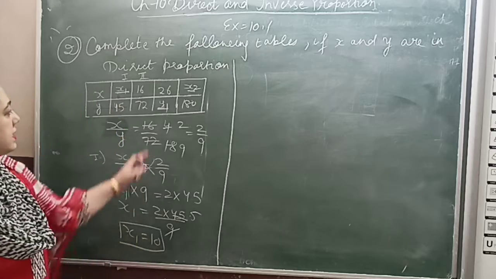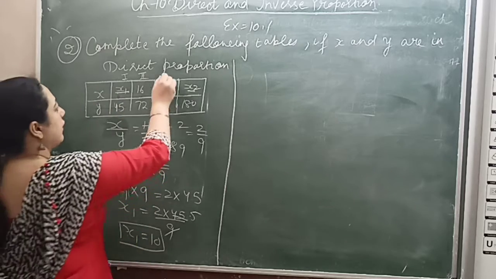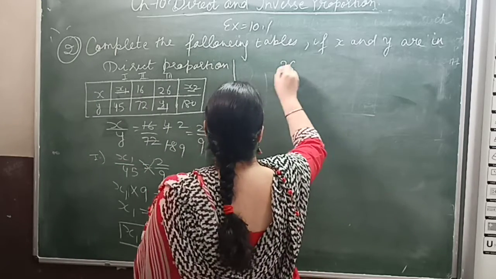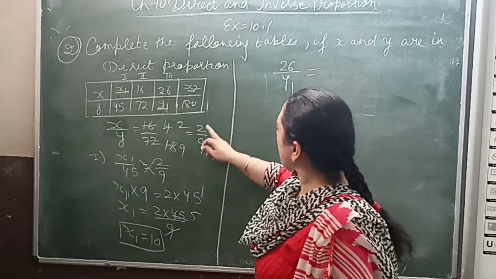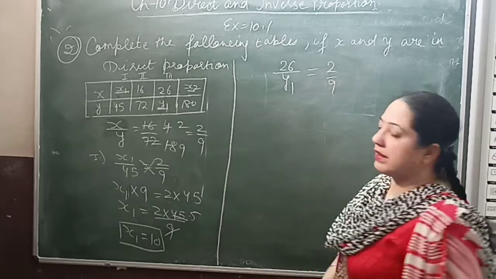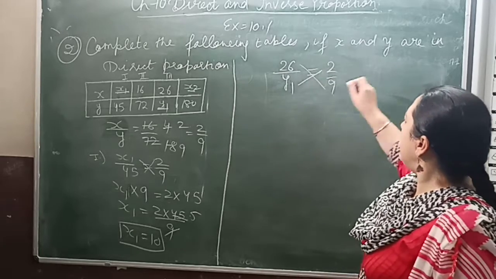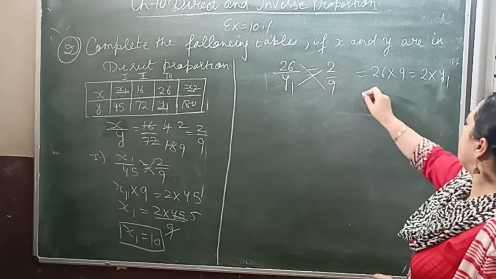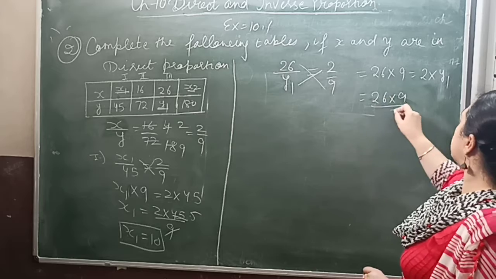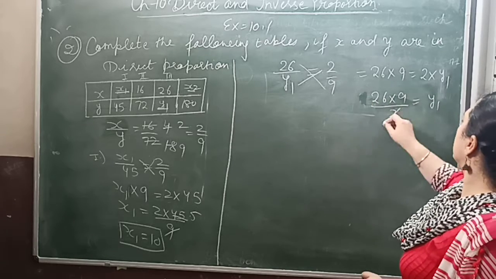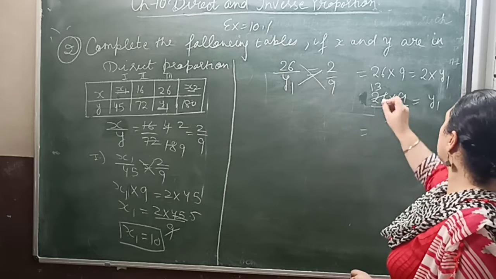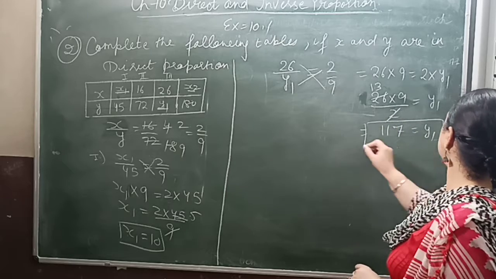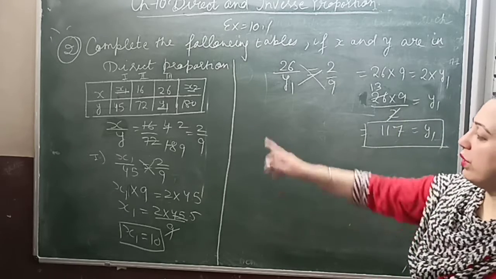Now I find the second value, that is y1. Now I equate the second and third: 26 over y1 is equal to the simplest ratio, 2 over 9. Now again I do the cross multiply. I will get 26 into 9 equals 2 into y1. Now 26 into 9 divided by 2 gives y1. 2 ones are 2 and 2 thirteens are 26. Now 13 nines are 117. It is beta your y1. This is your second missing value in the table.